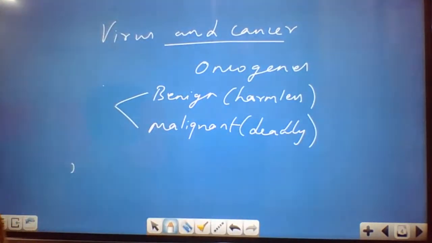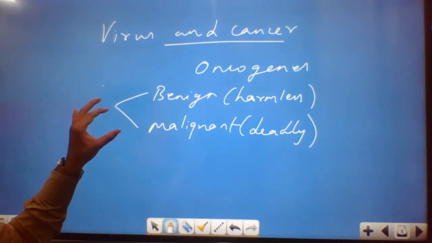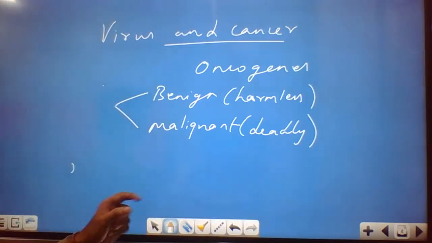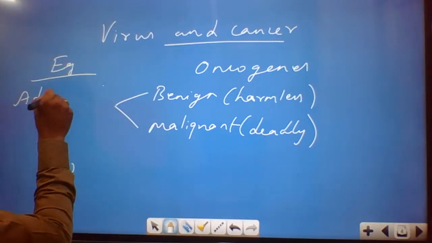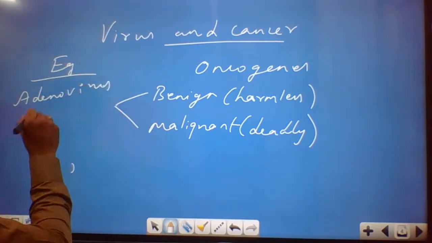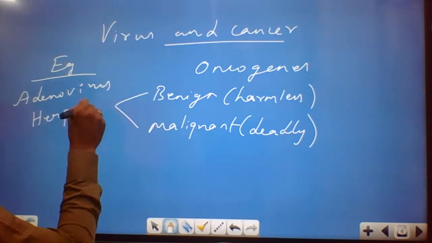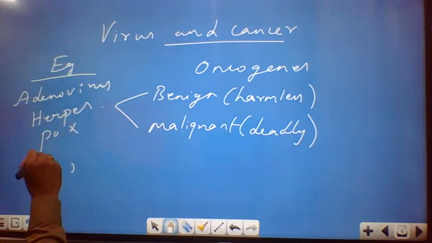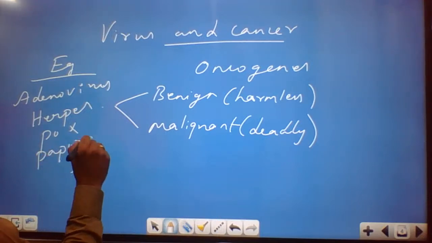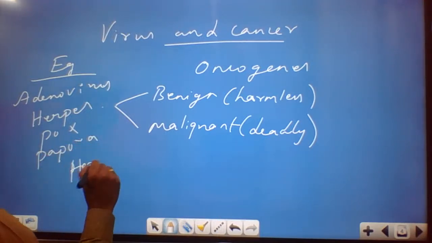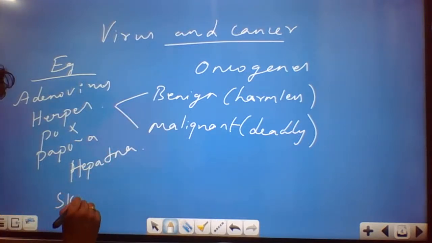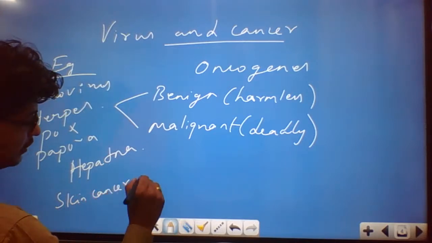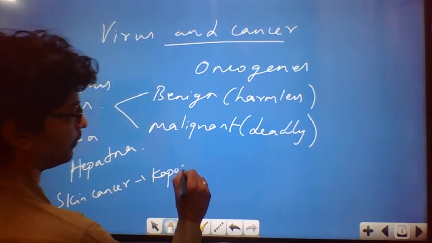So we're not talking about cancer itself, but there are a few viral groups which are evidenced in causing cancer. That means these viral groups are carrying oncogenes. Can you give examples of oncogenic viruses? Like adenovirus, herpes virus, pox virus. And most commonly you could see a type of skin cancer, which is quite common, we call it Kaposi's sarcoma.